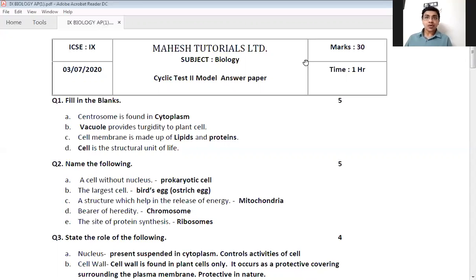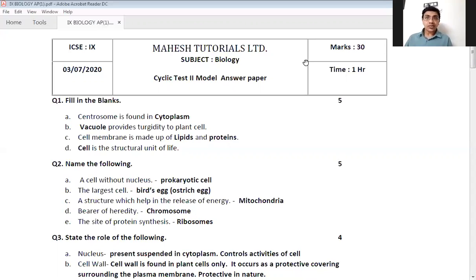That is dash provides turgidity to plant cell. The vacuoles are the one which provides turgidity. So the answer here is vacuole. And again, you're supposed to write the entire sentence underlining vacuole.